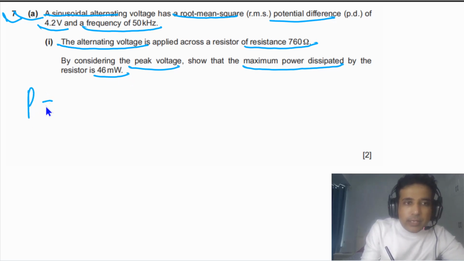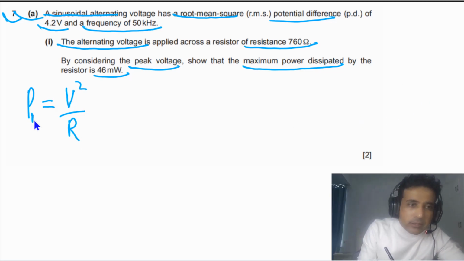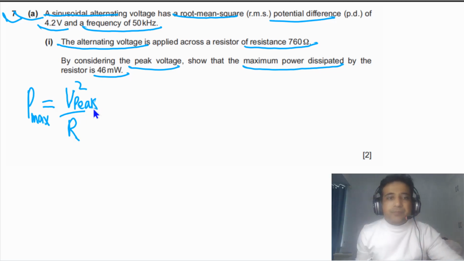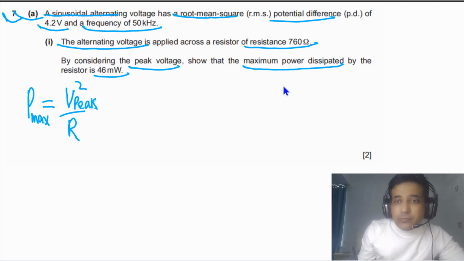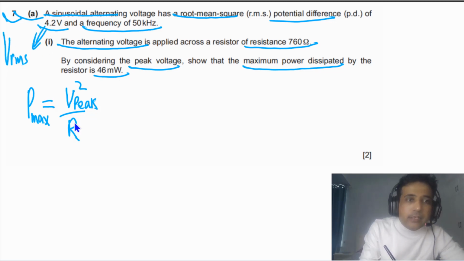P in a DC circuit is simply equal to V squared divided by R, so you can write down the formula. Now the question is asking you to calculate the maximum value of power dissipated, so this value has to be the peak value. This is how you can come from DC to AC. But in the question we have the RMS value, V RMS, so we need to convert V RMS into the peak value.